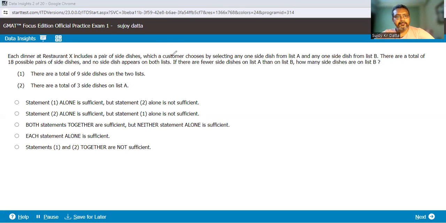Each dinner restaurant requires a pair of side dishes, chosen by selecting one of A and one of B. There are a total of 18 possible pairs of side dishes, and no side dish appears on both lists. If there are fewer side dishes on A than on B, there are a total of 9 on the two lists.